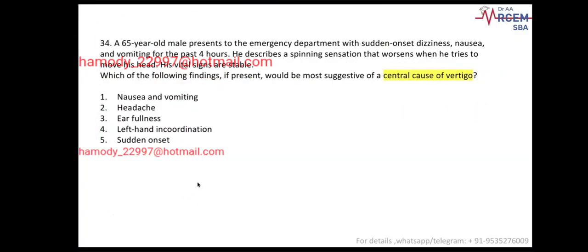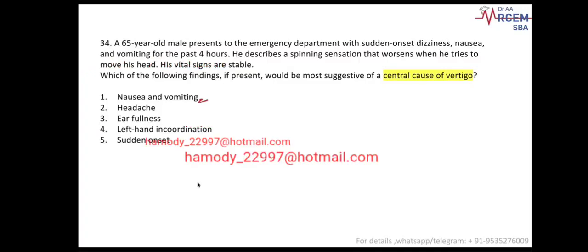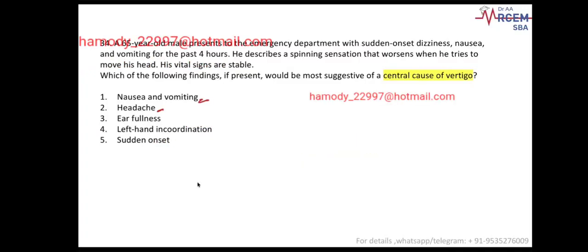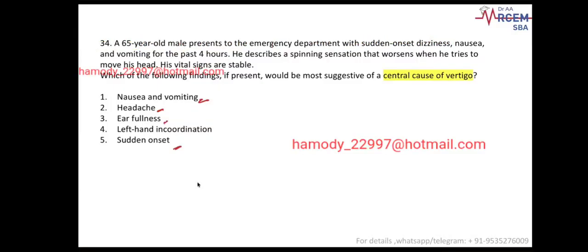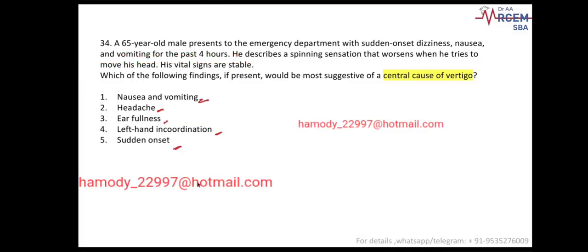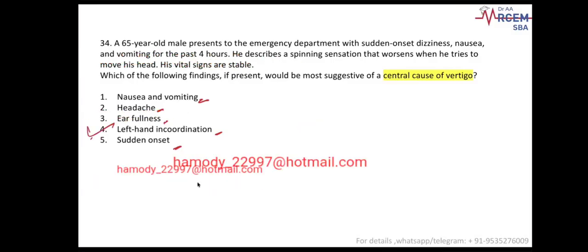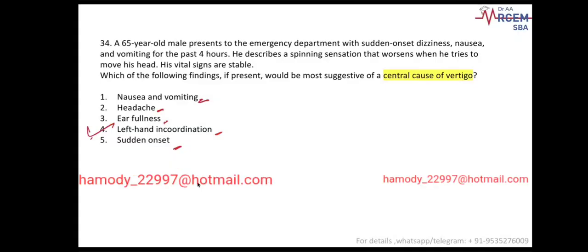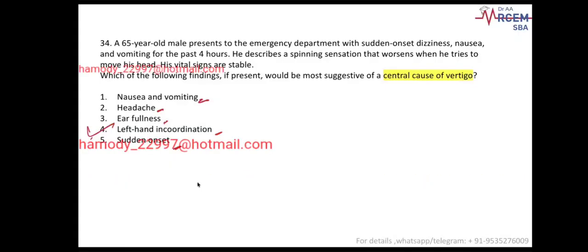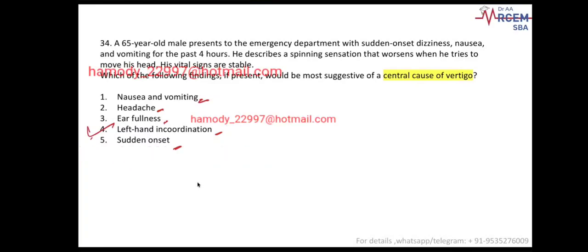Central cause for vertigo, which one of the following features is suggestive? Nausea and vomiting seen in both, headache seen in both, ear fullness seen in peripheral, sudden onset seen in both, left hand incoordination is suggestive of a central cause. This is a cerebellar sign. To be more precise, this is dysmetria, we can call it incoordination, or we usually use dysdiadochokinesia to check for cerebellar signs.